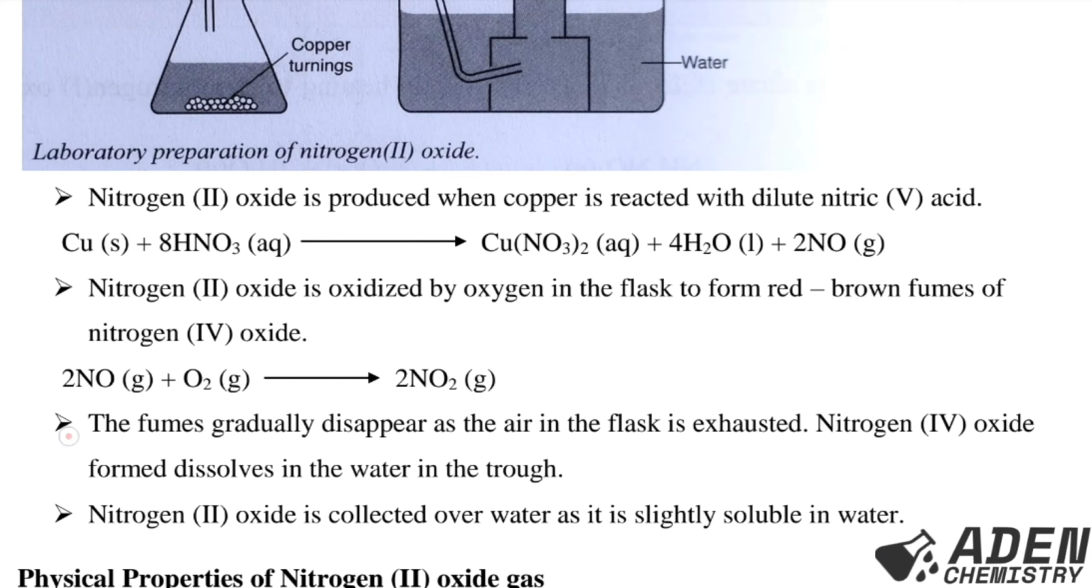Next, we are saying the fumes gradually disappear as the air in the conical flask is exhausted. And nitrogen peroxide formed dissolves in the water in the trough. Remember, here we are having a trough, which means the nitrogen peroxide formed will just be dissolving in the water. Next, nitrogen 2 oxide is collected over water as it is slightly soluble in water. So the gas that we are going to collect in that gas jar will be nitrogen 2 oxide gas.